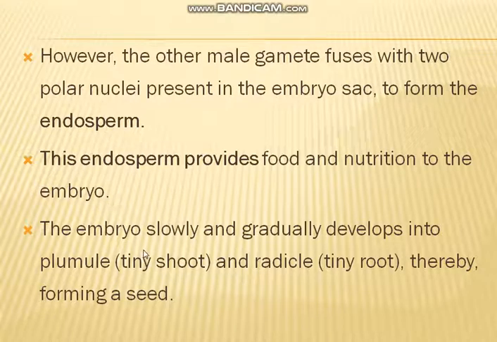The embryo slowly and gradually develops into a plumule that is called a tiny shoot and a radicle that is called tiny root, thereby forming a seed. Otherwise, the young shoot is called plumule and the young root we can call radicle.